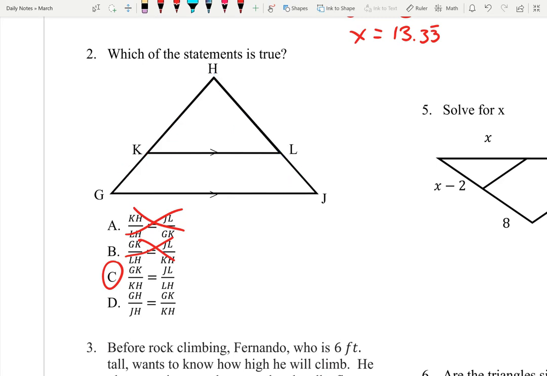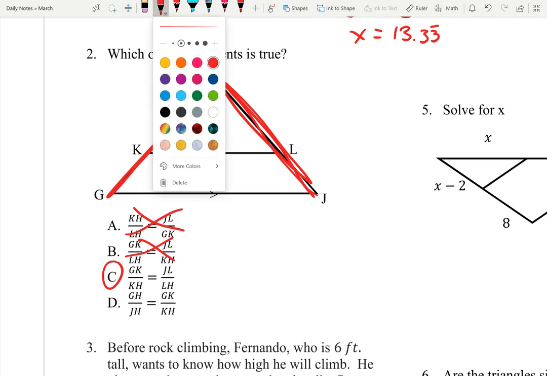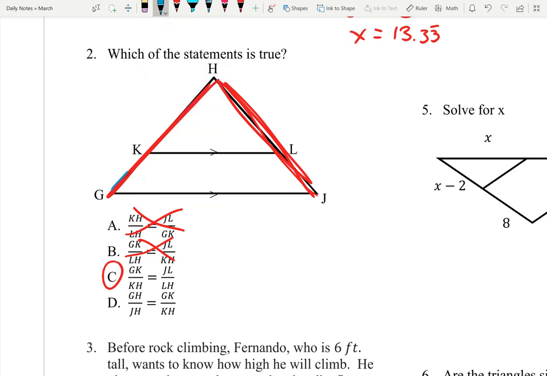Let's look at D just to see what it is, though, to be sure. GH, so GH is the whole length here, to JH, which is the whole length here, so that's fine. And then pair with GK to KH. So that's not good. What we essentially have is we're saying, this side to that side, but then we're saying this side to itself again. So that's not a proportional match, so that's not a good choice either. So C is the answer you'd want there.